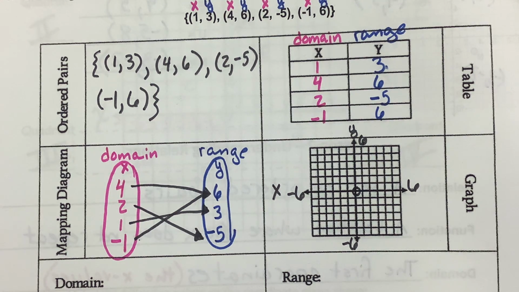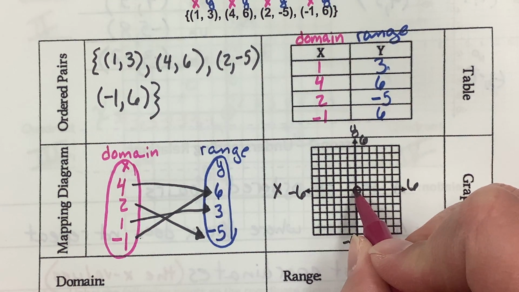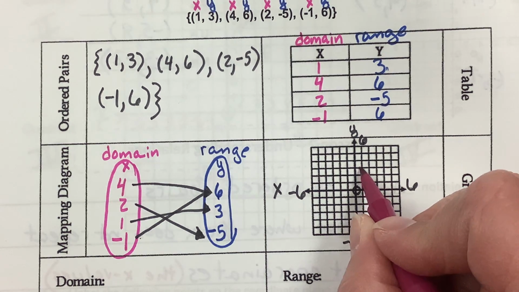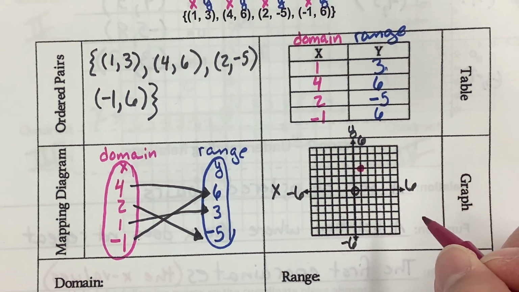So I'm just telling people who are looking at it what each box is worth. Now I have to put my points on here. So let's start with (1, 3). Start at (0, 0), 1 to the right, up 1, 2, 3, and here's a point. And I have to label that point.